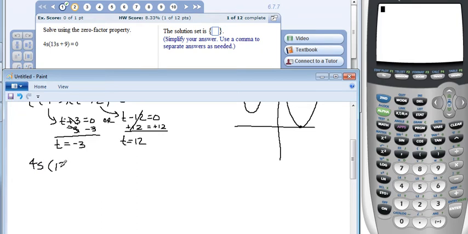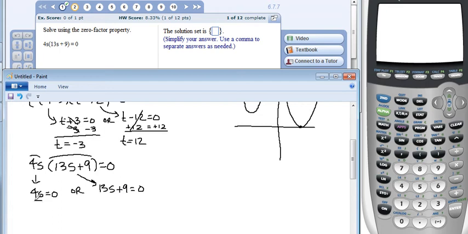Do we have two things multiplied and are they set equal to 0? Yes, I have one thing here times this thing there. It's equal to 0. So therefore I can use my zero factor property. So either 4s has to be equal to 0, or 13s plus 9 has to equal 0. One or the other has to be true, so I can put an either-or in there. And I can solve these separately.